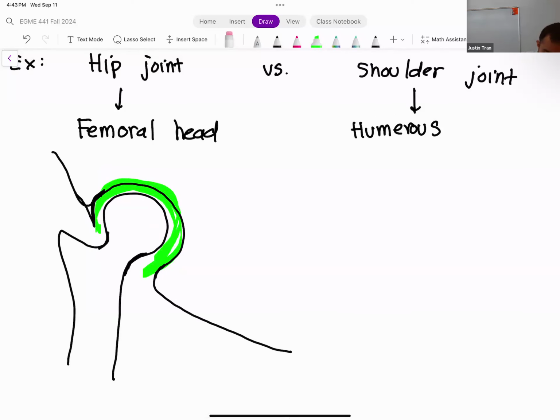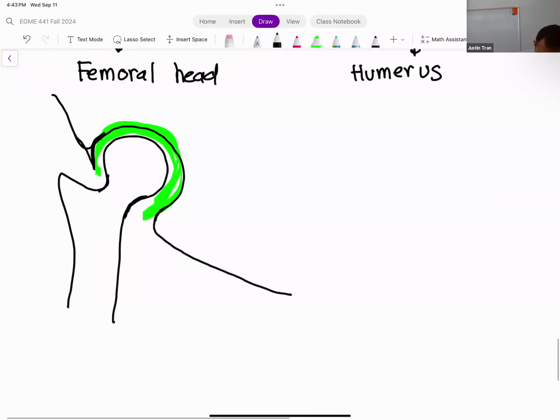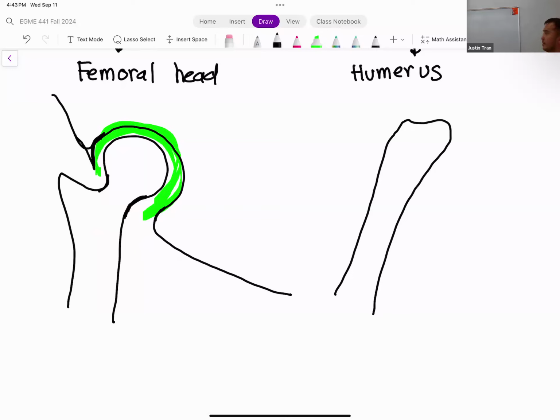I always forget how to spell humerus. Okay, now it looks like hummus. So the humerus has a ball at the end. It's not as prominent, but it kind of looks like that.